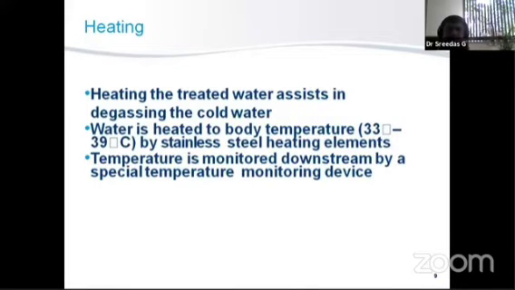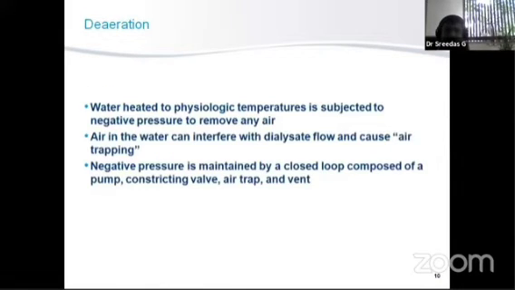So first, the treated water from the RO plant is subjected to heating. Heating the treated water assists in degassing the cold water, which means that the cold water contains some air in it, and to remove that air, you can heat it so that the air bubbles out. And water is heated to the body temperature so that it is compatible with the blood. And this is heated by stainless steel heating elements. And temperature monitors I have shown earlier are there downstream in the machine. So water is heated to physiological temperature.